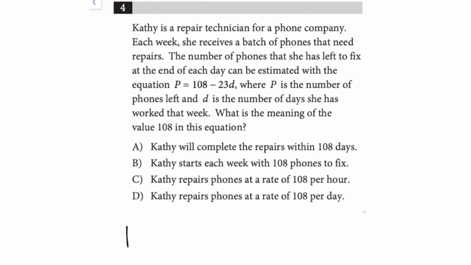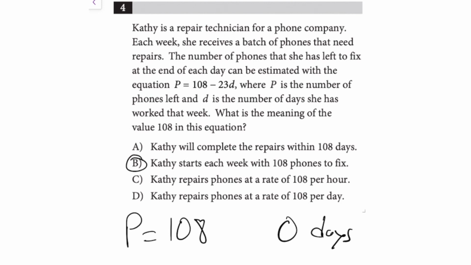Well, if I have P equals 108, that means that my D value right here is going to equal 0. Okay, so that means 0 days that she had worked this week. So that means at the beginning of the week that she still has 108 phones to fix. So that's going to be choice B because Kathy starts each week with 108 phones to fix. These other ones don't make sense, and choice B is our answer.